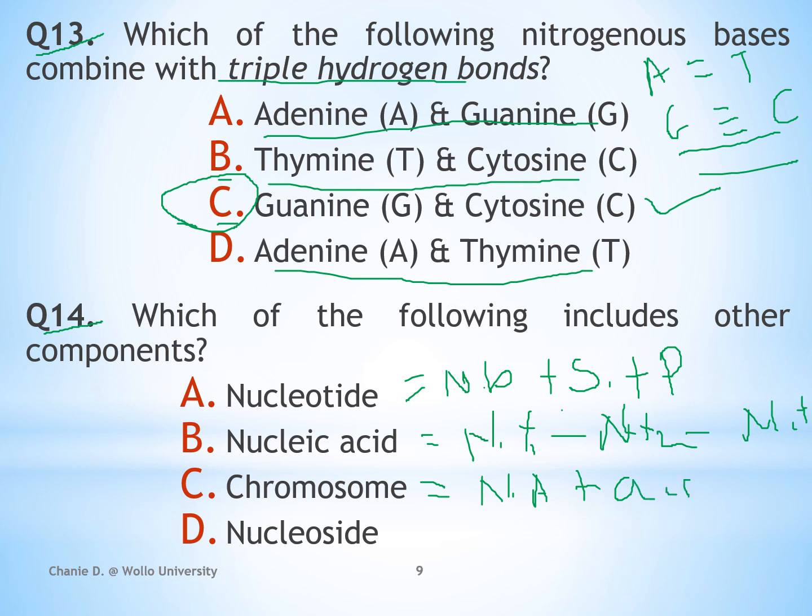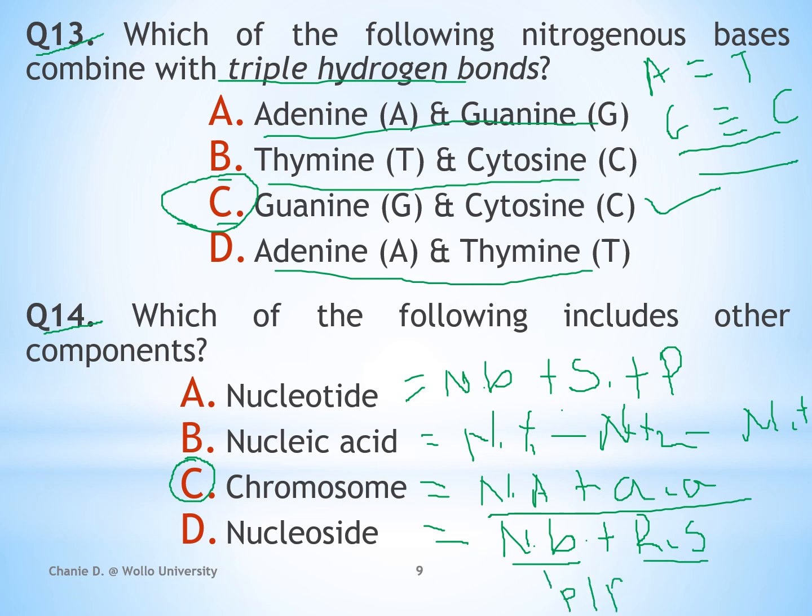plus the amino acid. There is amino acid composition in the chromosomes. The nucleoside consists of a nitrogenous base plus the ribose sugar. Therefore, in these compositions, the one which includes all is the chromosome. In the chromosome, we have nucleic acid. In the nucleic acid, we have nucleotide. In the nucleotide, we have a nucleoside. In the nucleoside, we have nitrogenous base and ribose sugar. The nitrogenous base may be purine and pyrimidine. So the correct answer is C for question number 14.